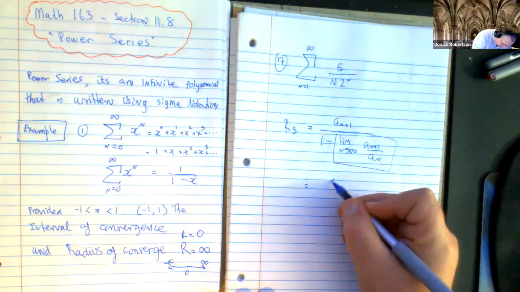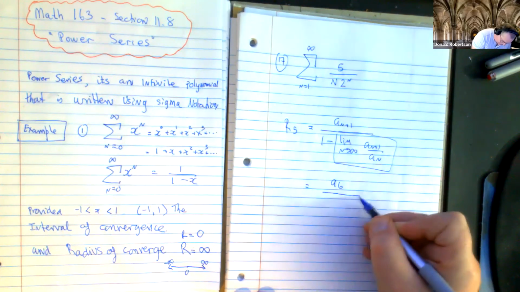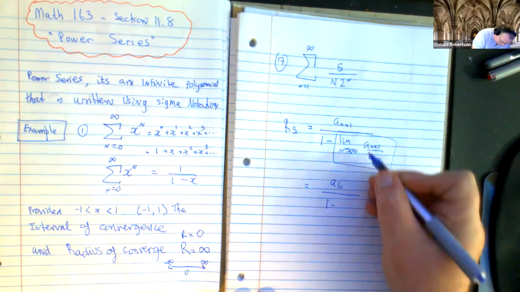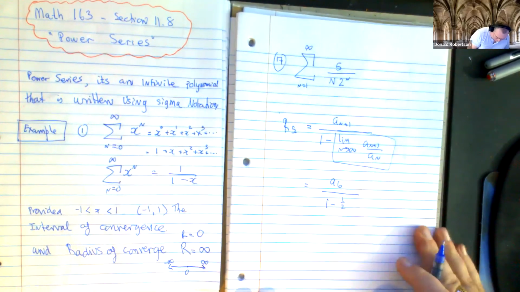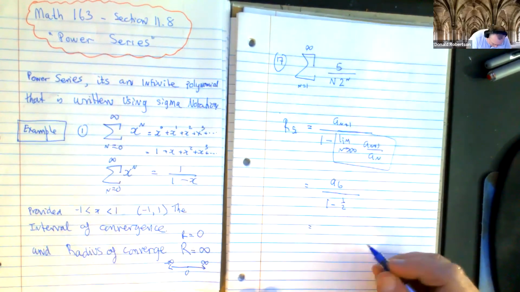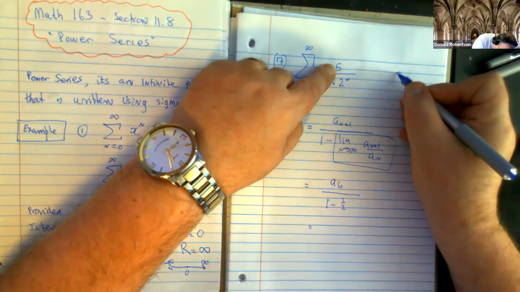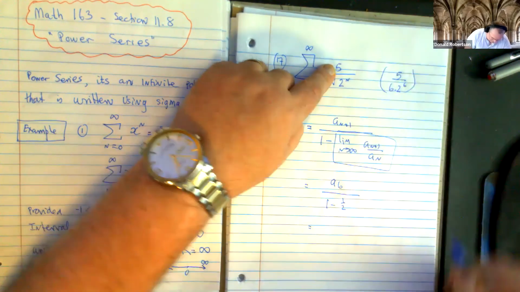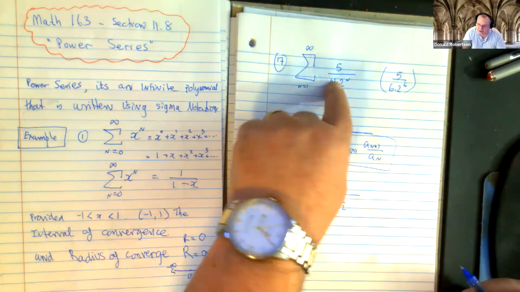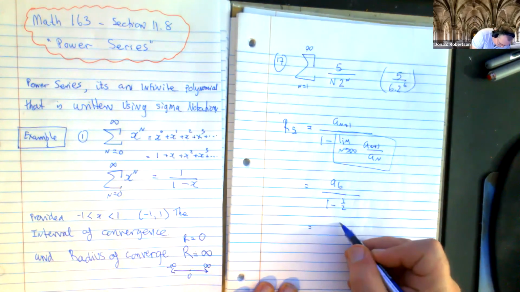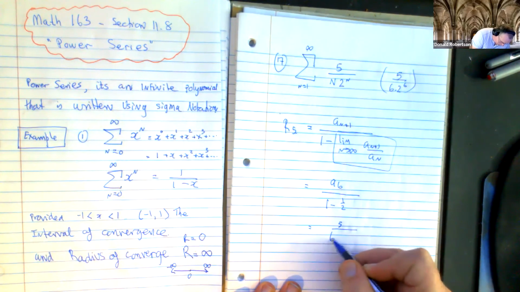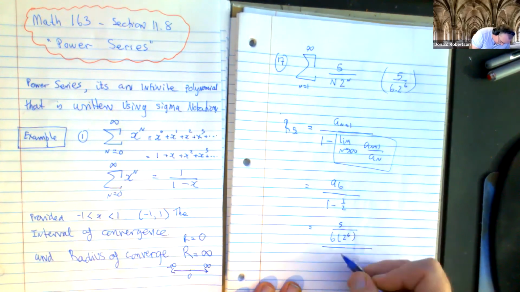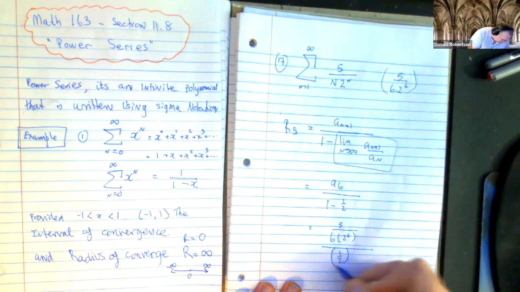So R5 means a6, right? Because if that's 5, this is one more, over 1 take away, and we'll assume that that's a half, which seems reasonable. Now, what's a6 going to be? Well, 5 over 6 times 2 to the 6. That's what you get when you plug in 6 here. So it's going to be 5 over 6 times 2 to the power of 6. That's the top. And 1 take away a half is a half on the bottom.